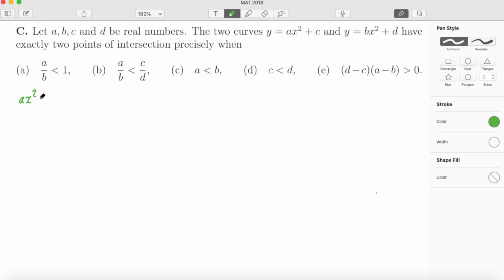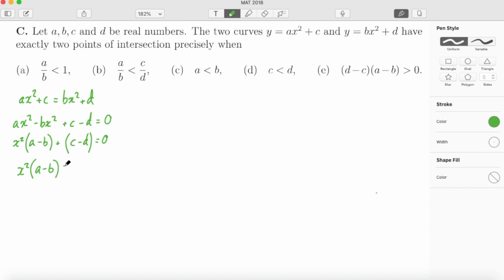So ax squared plus c is equal to bx squared plus d. I'm going to do a bit of rearranging and factorisation to come to ax squared minus bx squared plus c minus d to get 0 on the right hand side. Here's the factorisation now. And now I'm going to take c minus d to the right hand side. And notice the sign change within the bracket.